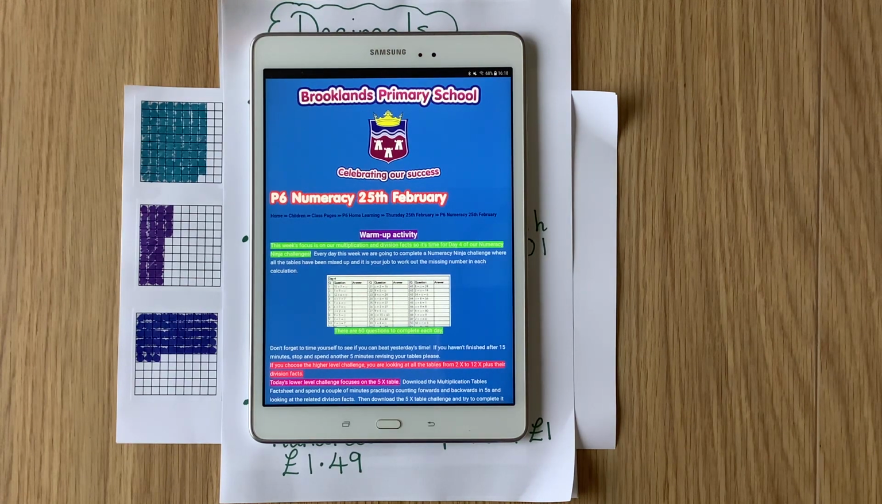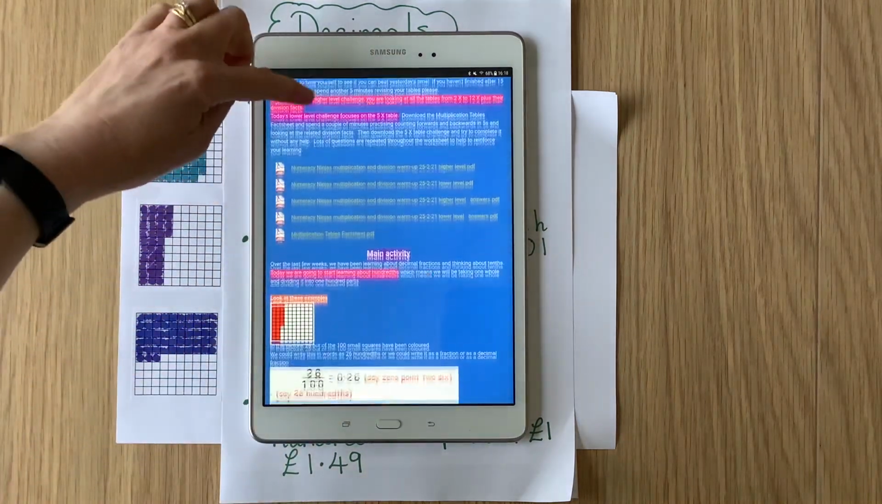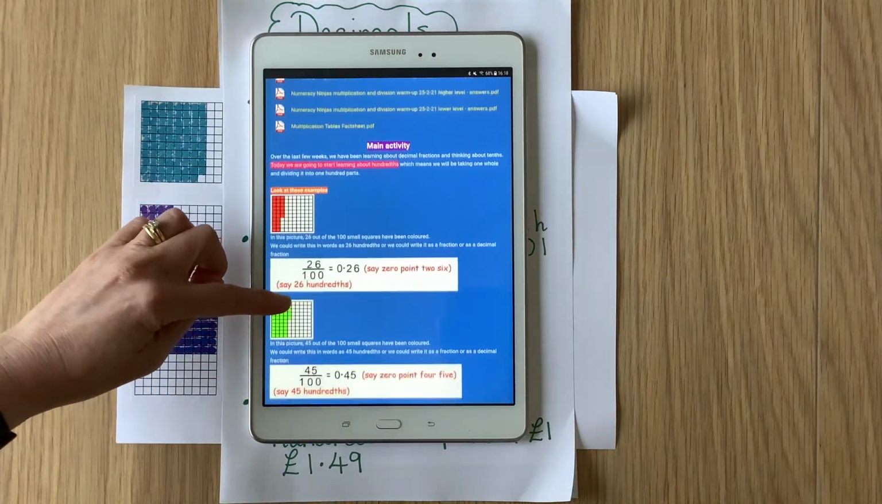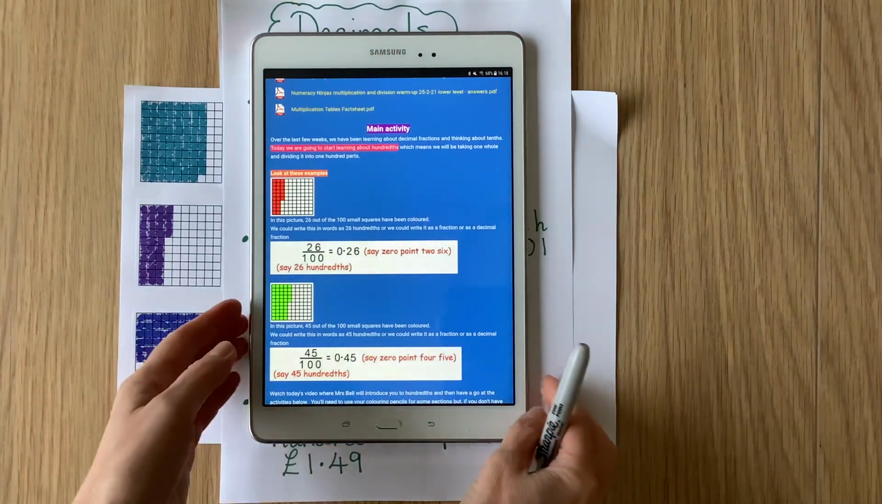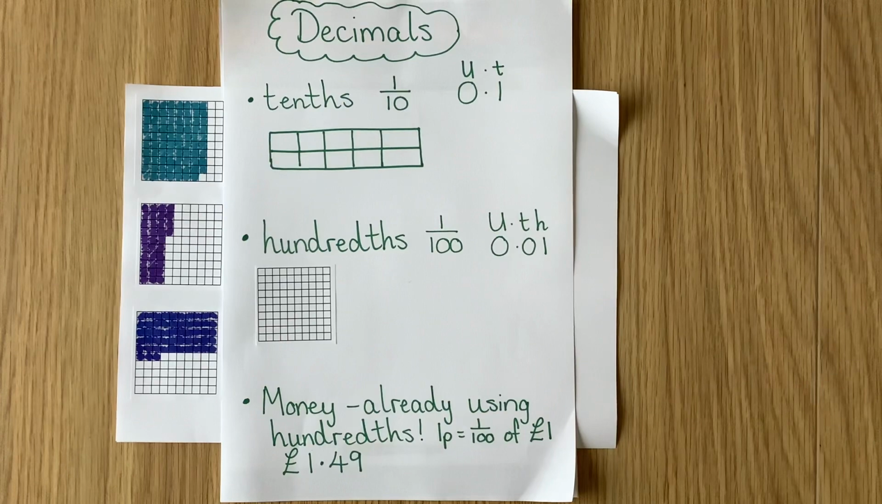P6, keep revising your tables please, and your dividing facts. It's so important that you know these really well. So please spend at least 10-15 minutes today practicing your tables. So that's your warm-up activity for today, Numeracy Ninja, and our main lesson today is going to be to do with decimals. Now there's some information on the website, but let's go through some information for ourselves.